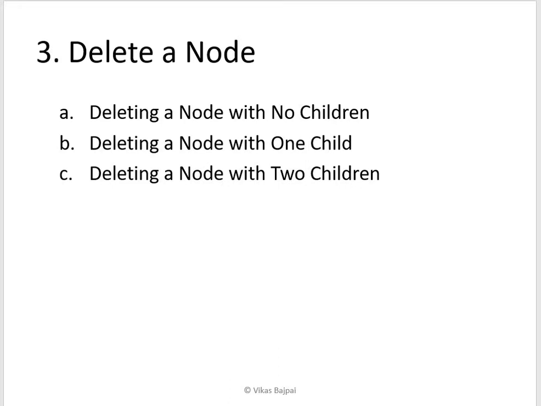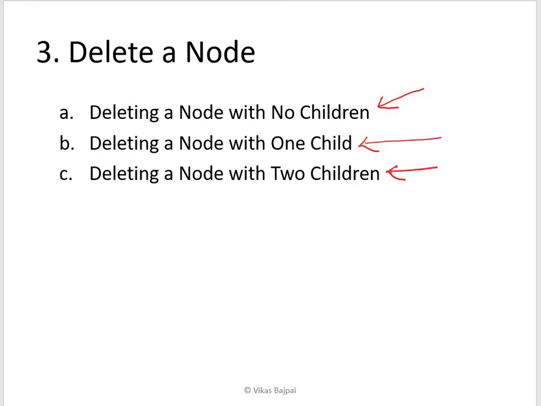In case of deleting a node, there is a trick. The trick is that we have to face several different situations, out of which one is that I have to delete a node with no children. And we may come across a situation in which I'll be deleting a node with one child, and the last option is deleting a node with two children.